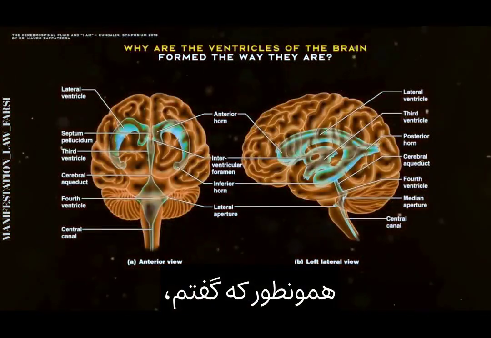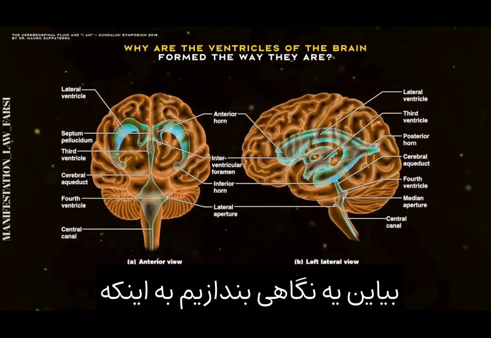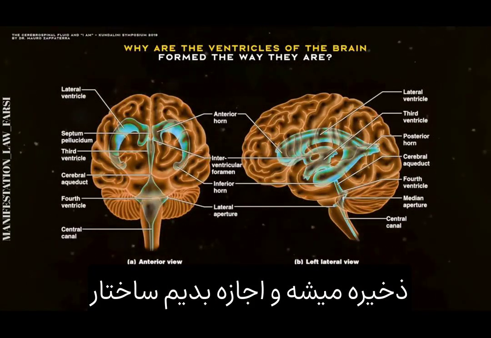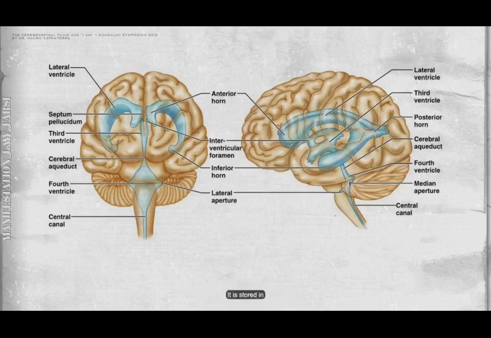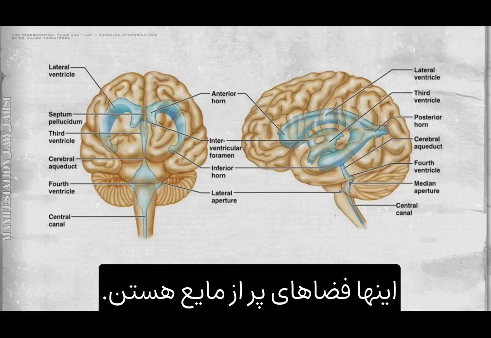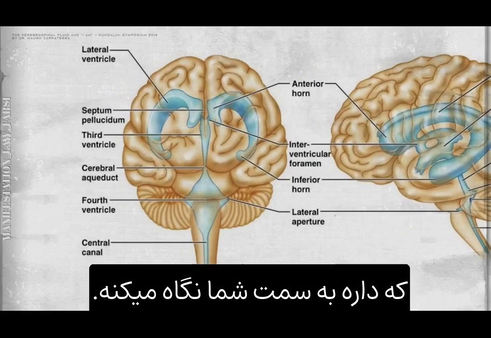As I mentioned, the cerebrospinal fluid covers the entire outer surface of the brain. Let's take a look at where the cerebrospinal fluid is stored inside the brain and allow the structure to guide us. It is stored in what's called the ventricles of the brain. These are fluid-filled spaces. On the left, you see an image of the brain as if it's looking towards you.